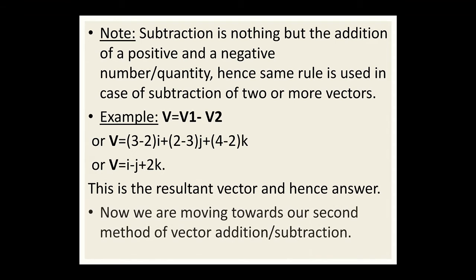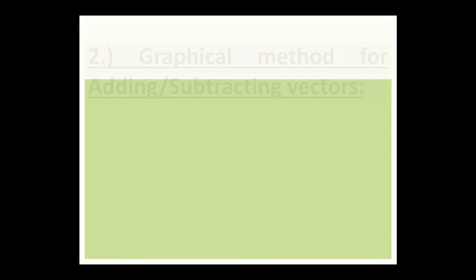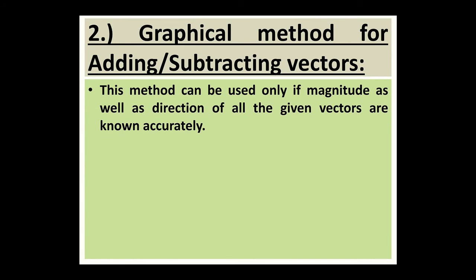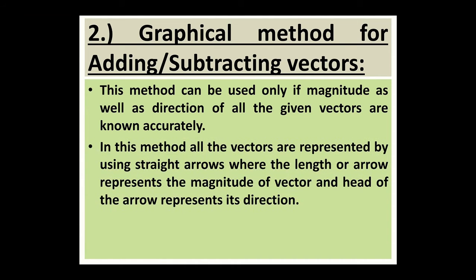Now we are moving towards our second method of vector addition or subtraction, which is the graphical method for adding or subtracting vectors. This method can be used only if the magnitude as well as the direction of all the given vectors are known accurately. In this method, all the vectors are represented by using straight arrows, where the length of the arrow represents the magnitude of the vector and the head of the arrow represents its direction.